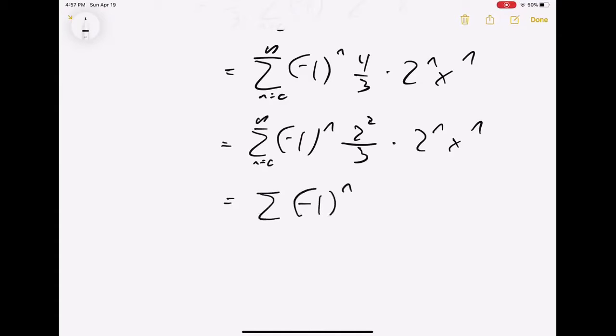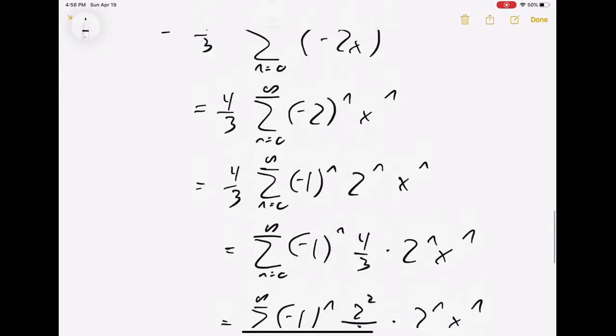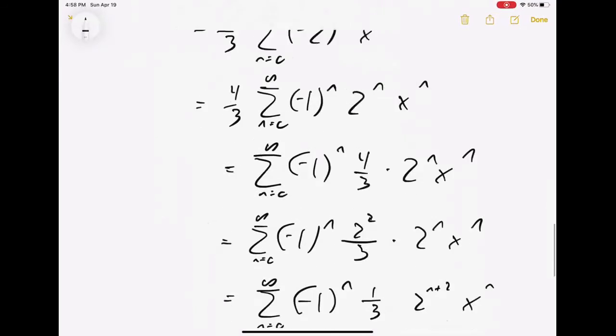I'm showing a lot of steps here. Maybe on your own, you can just do this in a couple steps. I'm just trying to show everything so nobody gets lost. And I'll write it like this. Okay, and this will be my power series.